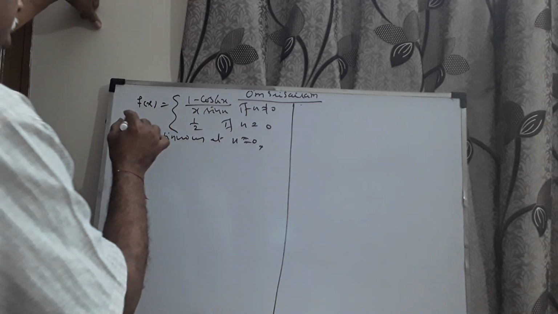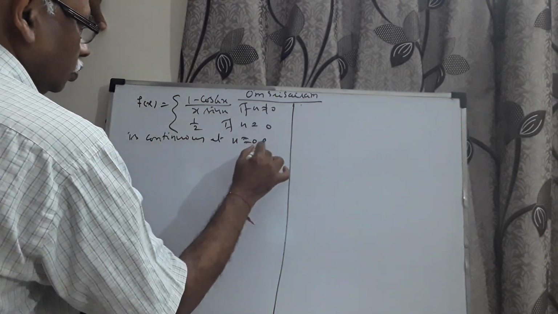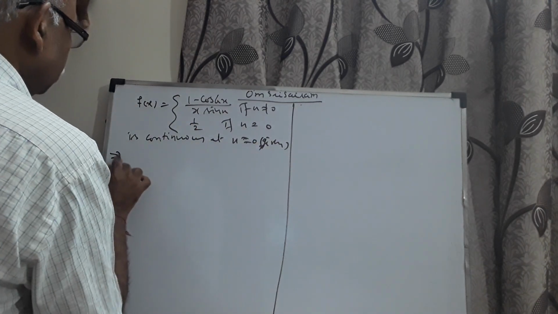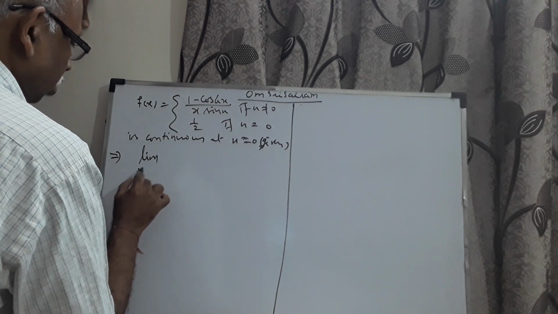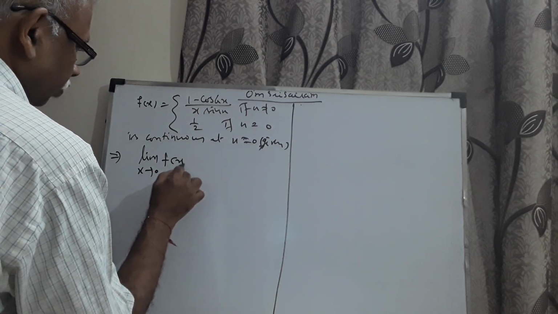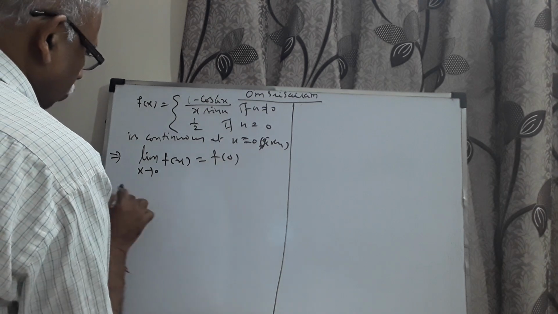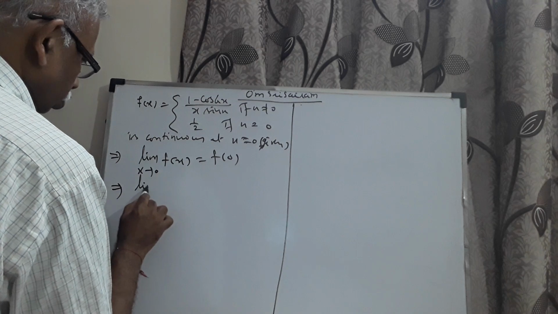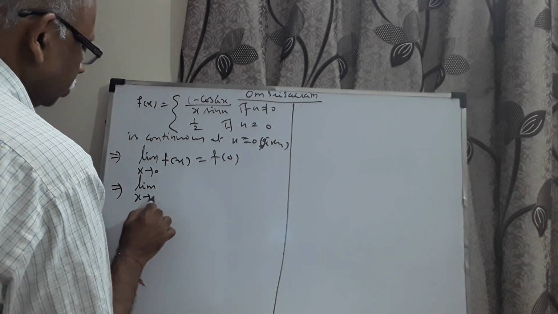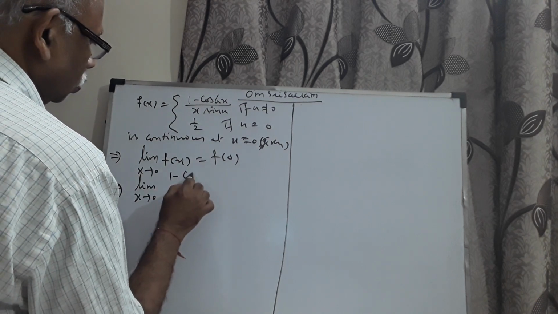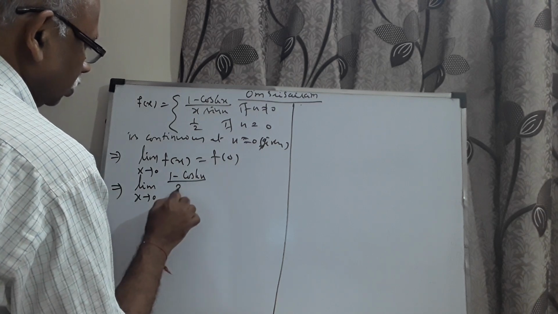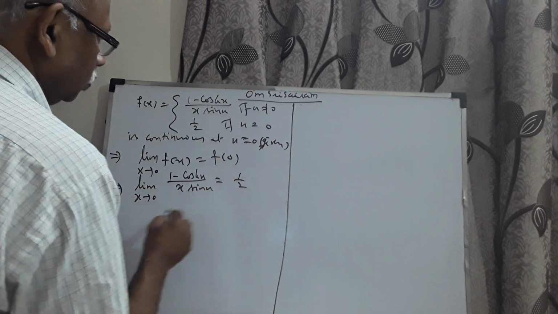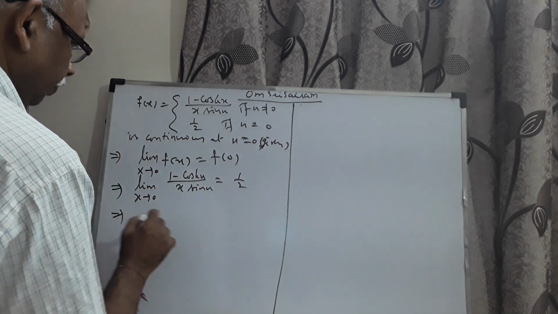I'll move on to the answer directly. f of x equal to so and so is given. You have to write this point first, which implies the limit as x tends to 0 of f of x is equal to f of 0. That will imply the limit as x tends to 0 of (1 minus cos kx) by (x into sin x) is equal to the function value at 0, which is half.